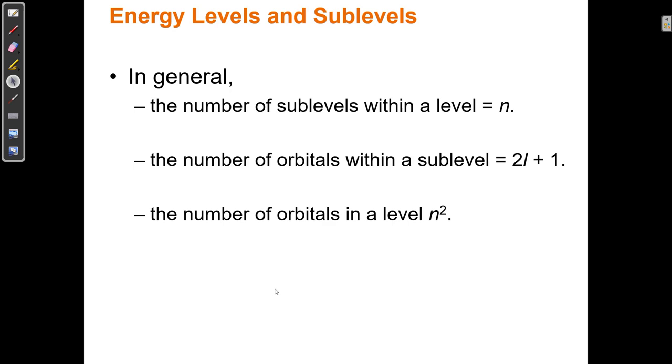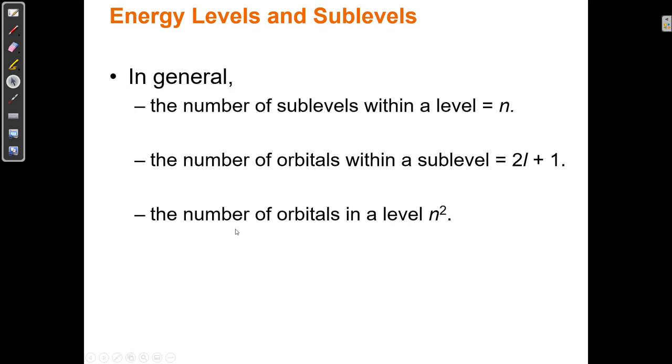So if I am talking about the L equals 0 sublevel, then we're talking about S orbitals. And if L equals 0, then 2 times 0 is 0, plus 1 is 1. So how many orbitals are there when L equals 0? 1. How many orbitals are there when L equals 1? Well, 2 times 1 is 2, plus 1 is 3. So L equals 1 has 3 orbitals. L equals 2 has 2 times 2 is 4, plus 1, 5 orbitals, and so on.